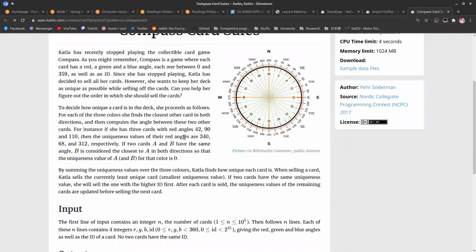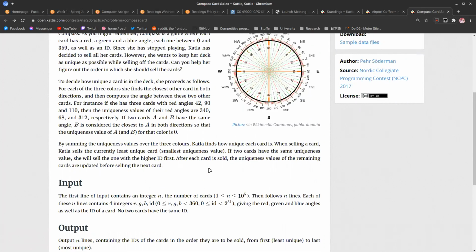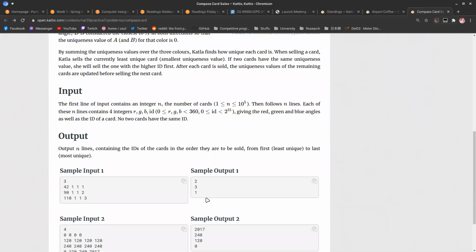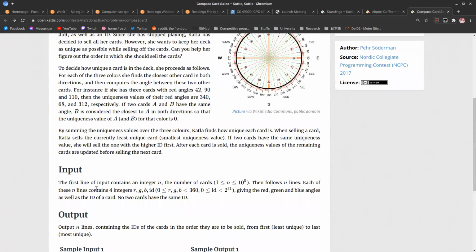So there are three properties: the red angle, the blue angle, and the green angle. And it says something about the uniqueness of each angle, which is basically the difference between the closest to the left and the closest to the right of that angle. You need to remove the card in the order of the uniqueness. And after each removal, you need to update the uniqueness of the whole card list altogether. Oh, that was a mouthful.